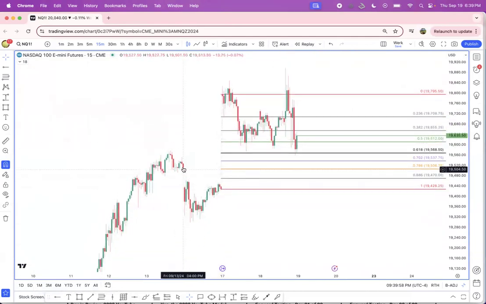Like even this gap, here was a gap right here. Price came into it, but it was just too heavy that day. So it came back down.